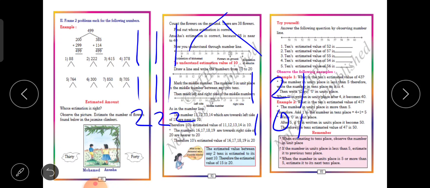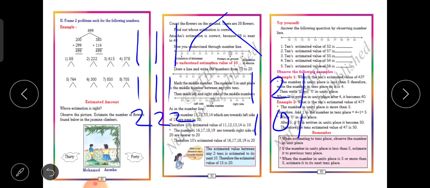So on the number line, the numbers 11, 12, 13, 14, which are towards the left side of 15, are nearer to 10. Therefore the estimated value of 11, 12, 13, 14 is 10. The numbers 16, 17, 18, 19 are towards the right side and nearer to 20. So the estimated value of 16, 17, 18, 19 is 20. So what is the estimated value of the middle number? It is 15. The estimated value between any two tens is estimated to its next ten. Therefore, the estimated value of 15 is 20.